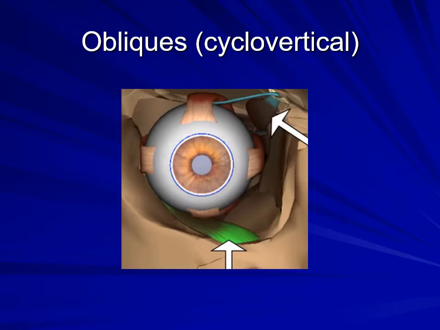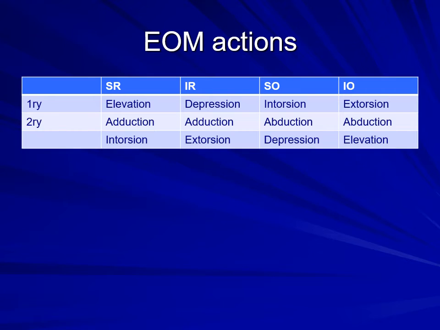The inferior oblique and superior oblique are called cyclovertical muscles. They have a main action of intorsion and extorsion of the eyes, and the secondary actions are elevation, depression and abduction of the eyes. This table shows the actions, mainly the primary action and the secondary or subsidiary actions, of each of the recti muscles, superior rectus and inferior rectus, and the superior oblique and inferior oblique.